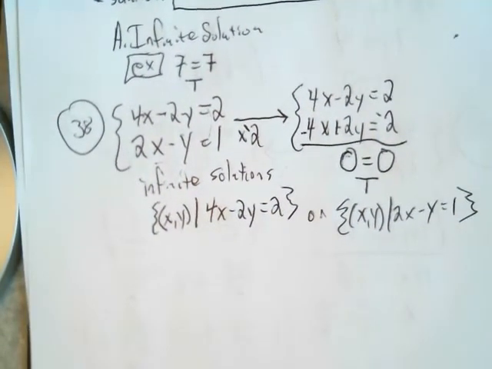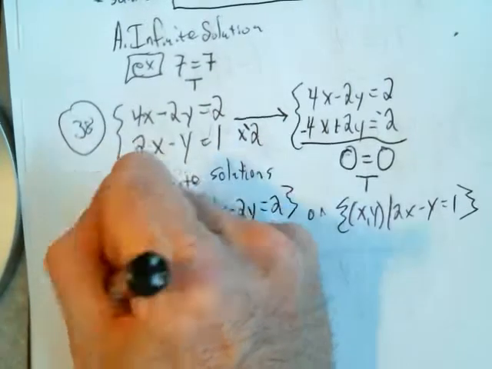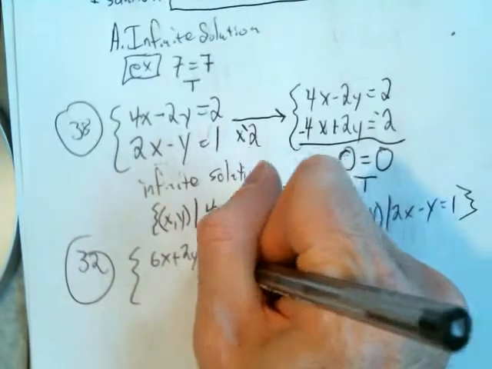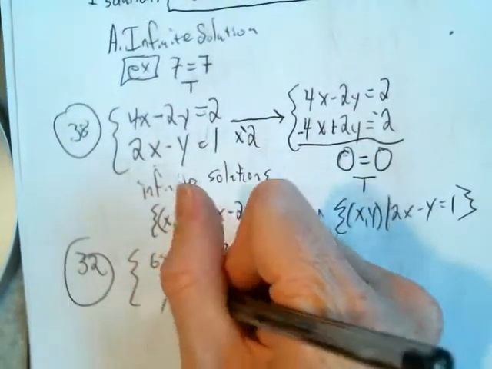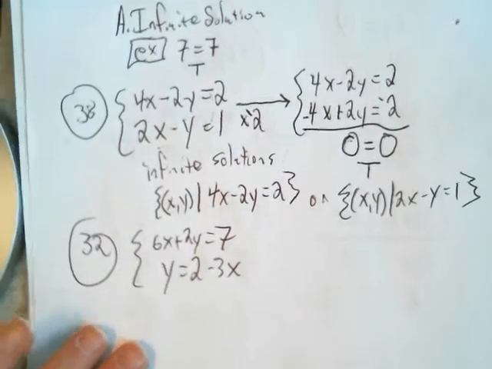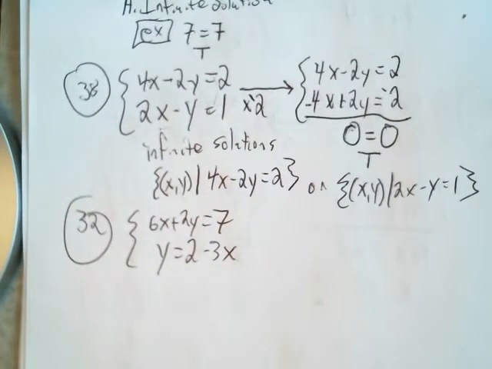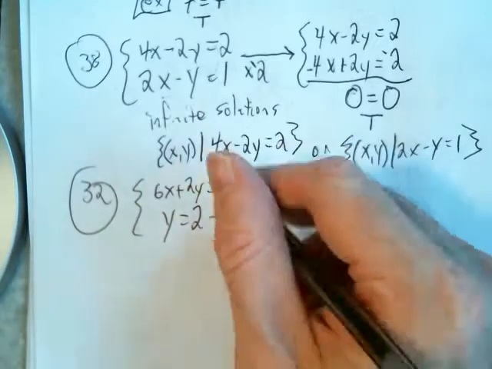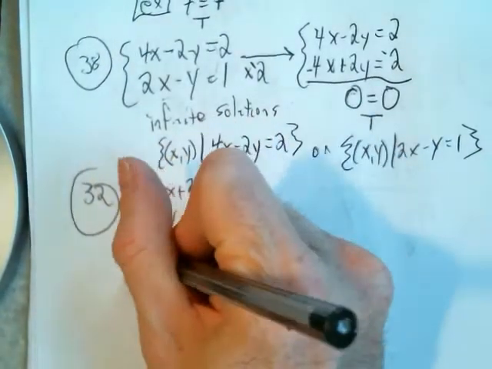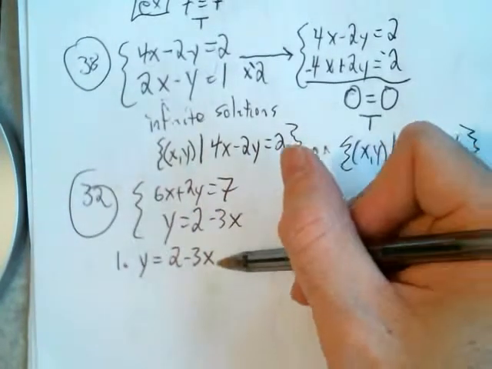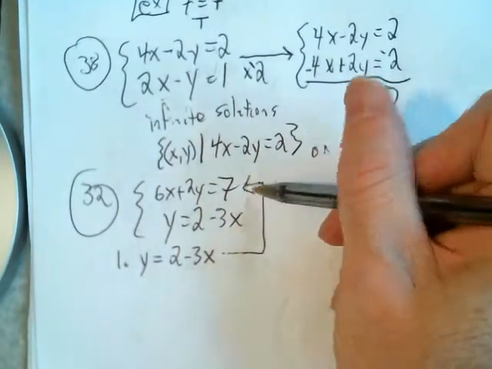Okay. All right, so let's look at 32. We have the system 6x plus 2y equals 7, and then also y equals 2 minus 3x. Okay. So this time it's kind of set up for the substitution method because one of the equations is solved. So I'm going to take this and plop it back into the unused equation.